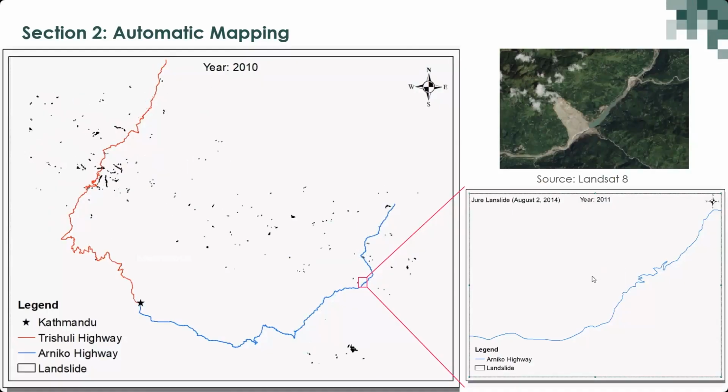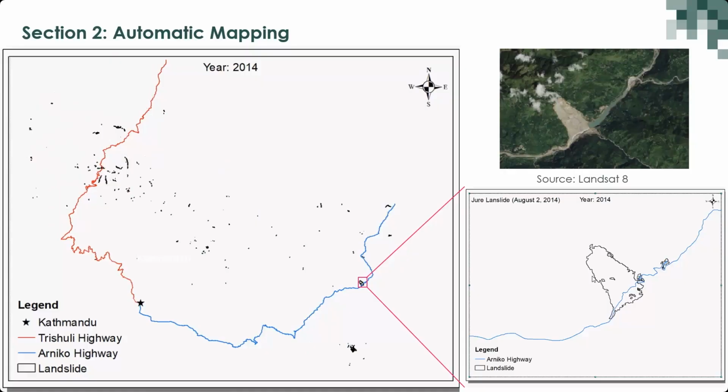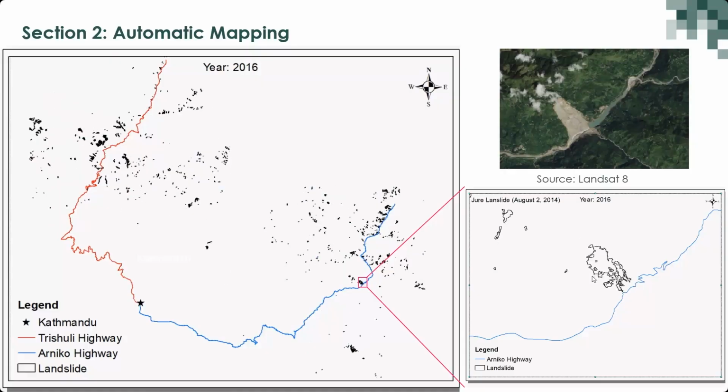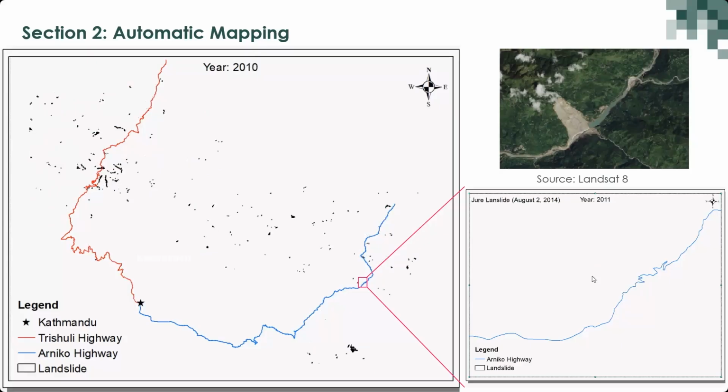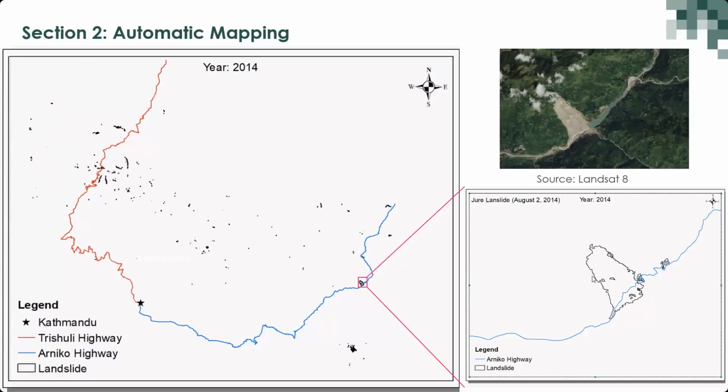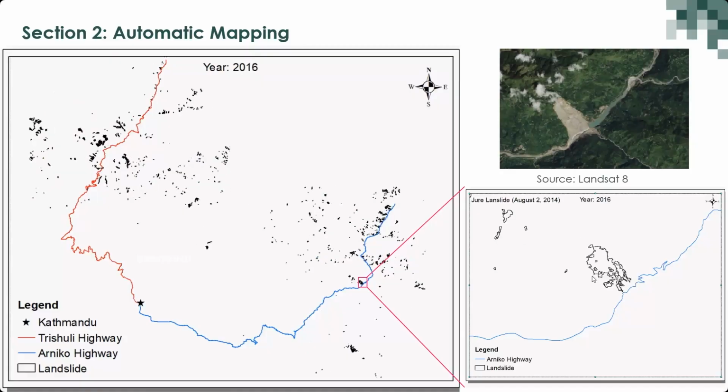The video on the right shows the evolution of a landslide that led to a catastrophic failure, widely known as the Jure landslide on the Araniko Highway of Nepal. You can see that the landslide started developing in 2012 and failed in 2014, creating a flood hazard downstream by blocking a river.